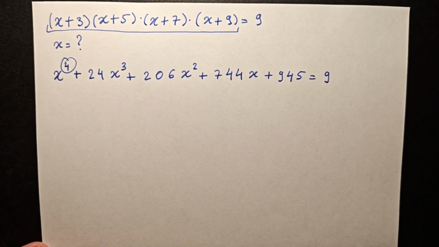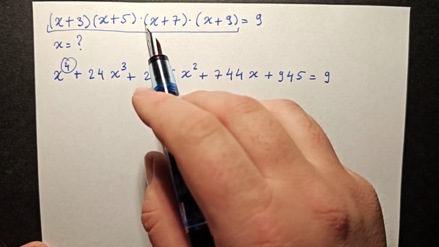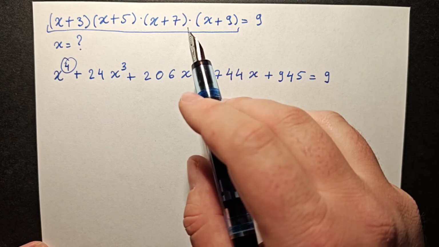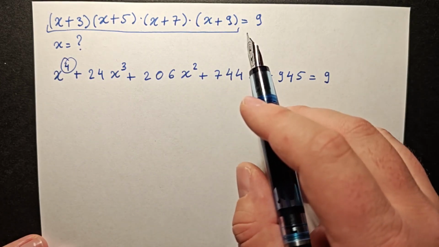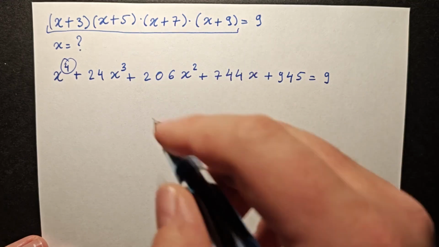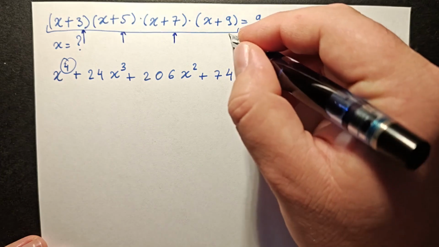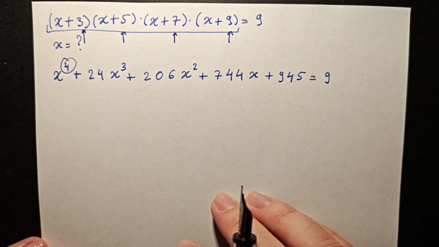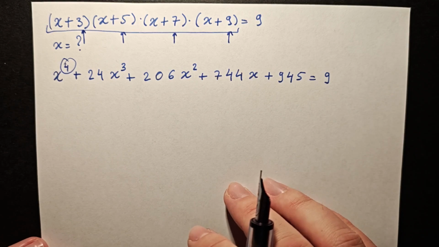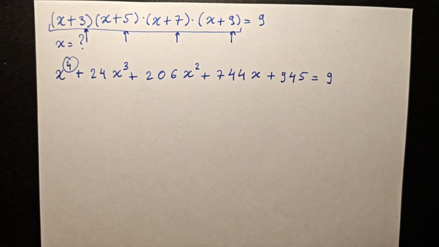Let's observe the starting equation: (x + 3)(x + 5)(x + 7)(x + 9) = 9. We can observe that all these constants, 3, 5, 7, and 9, form an arithmetic sequence with a common difference of 2. The average of these 4 numbers is going to be 6.